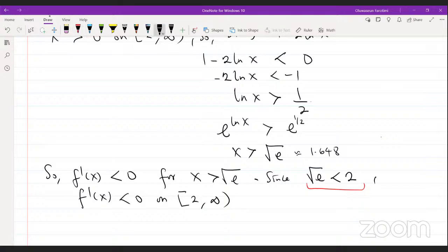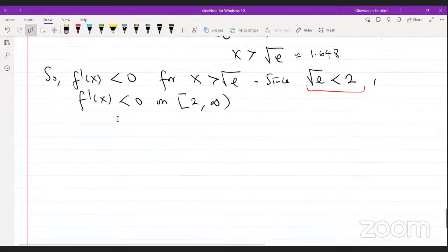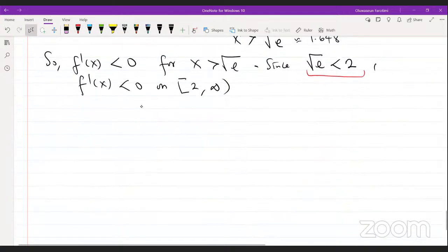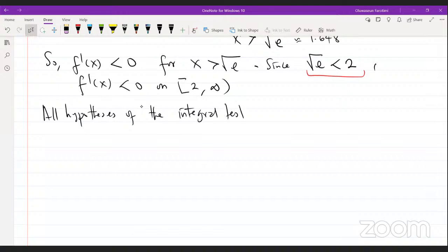So every other thing becomes easy because all the 3 hypotheses are satisfied. Okay, so let me say all hypotheses of the integral test are satisfied. So now, okay, so I'm gonna put so now.